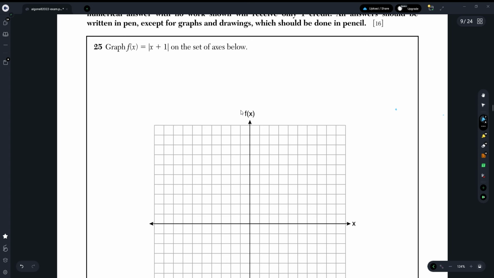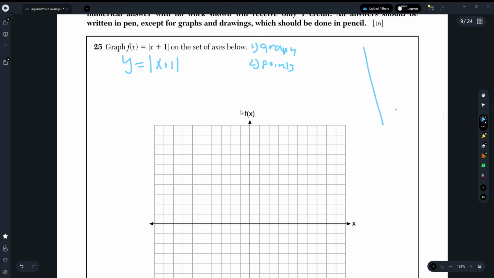So we're going to start at question number 25. It says graph f of x equals the absolute value of x plus 1 on the set of axes below. That's the same thing as saying y equals x plus 1 and graphing it. So in order to get full points, I'm going to have to graph this correctly, right? One graph. And I'm also going to have to include points.